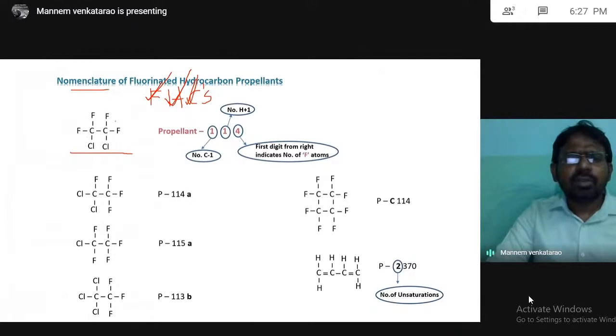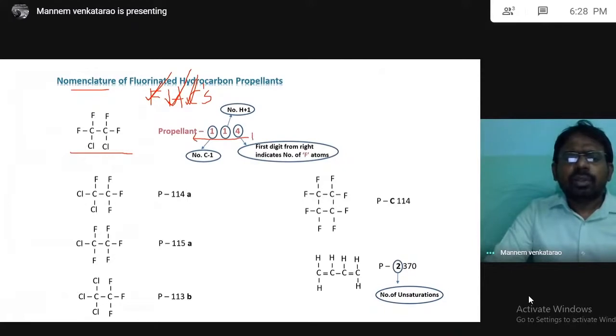The nomenclature of fluorinated hydrocarbons can be simplified by taking 3 digits. Why are you taking 3 digits? To represent fluorine, hydrogen, and carbon. That's why you take the 3 digits to represent fluorines, hydrogens, and carbons. I don't want to know how many chlorines there are; I want only fluorine, hydrogen, and carbon counts. So the nomenclature of fluorinated hydrocarbons can be simplified by taking 3 digits.